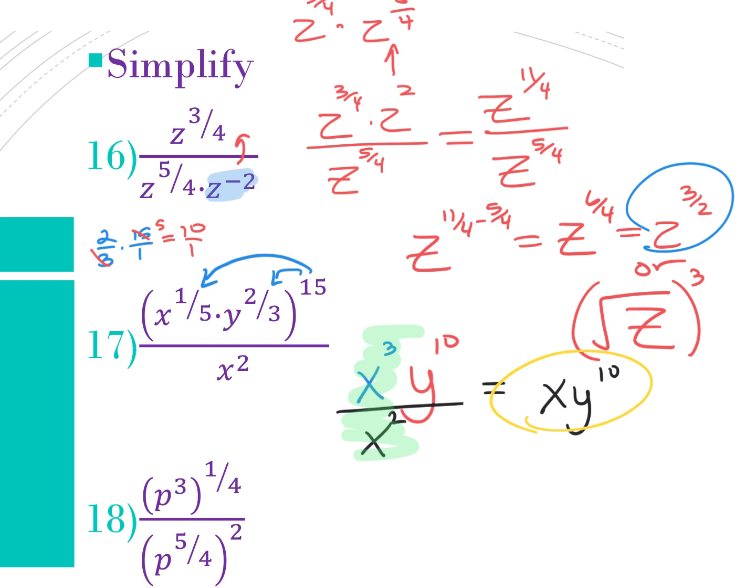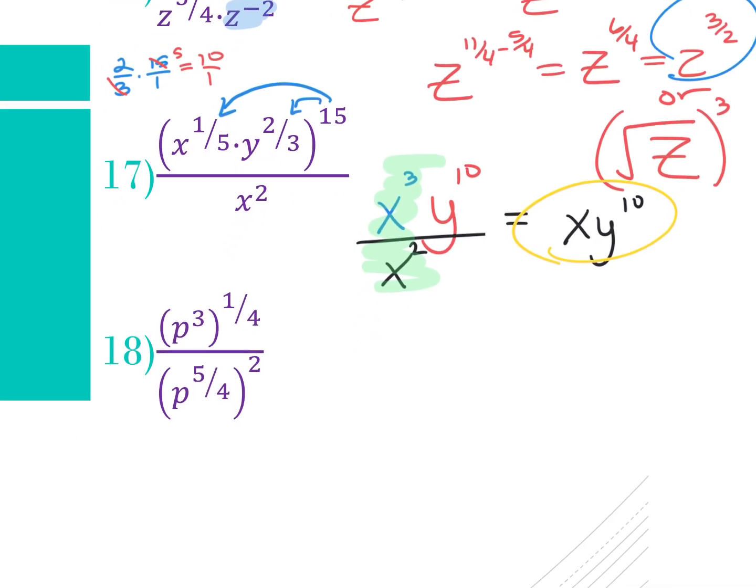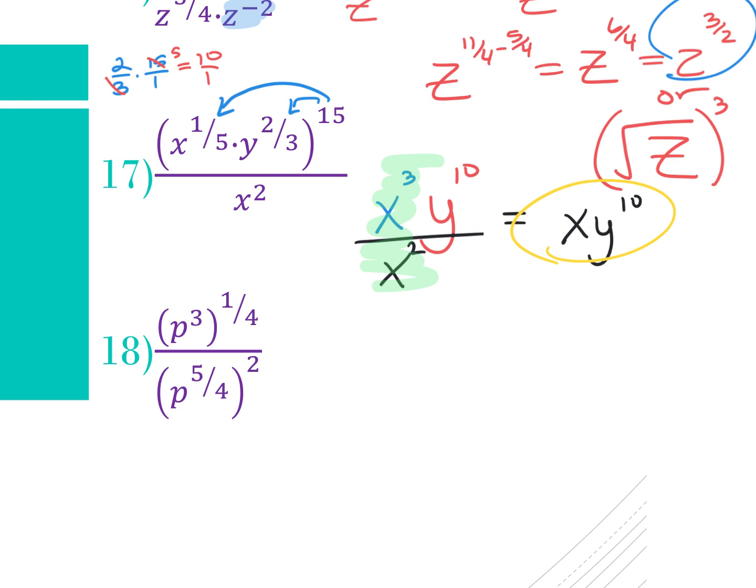And then number 18, same thing. You're going to apply that power to the power. So we're going to multiply it. So for the numerator, it's really 3 over 1 times 1/4, which is going to give me 3/4. So p to the 3/4 power. The denominator, same thing, 5 over 4 times 2 over 1. Now, instead of simplifying, watch what I'm going to do here. I'm going to leave it 10 over 4.